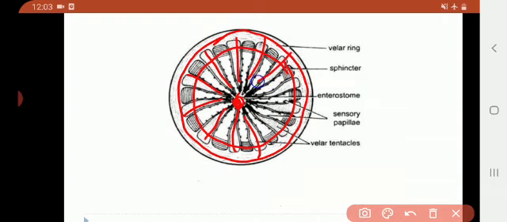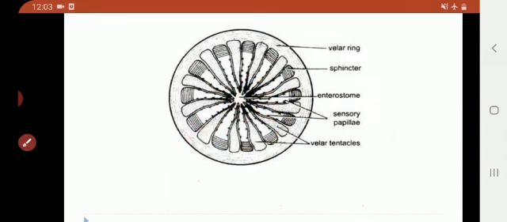Okay, so these are the velar tentacles extending inward from the velar ring. Now, I hope the structure is clear. Posterior in the vestibule, the vestibular opening is closed by a ring-like membrane. It is referred to as the velum. So this part is known as the velum.